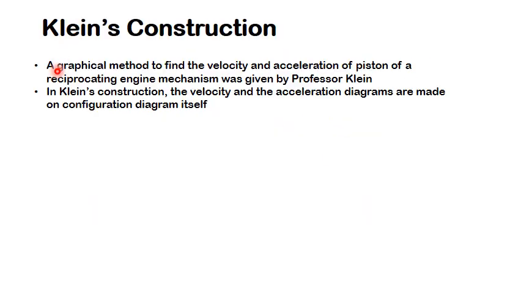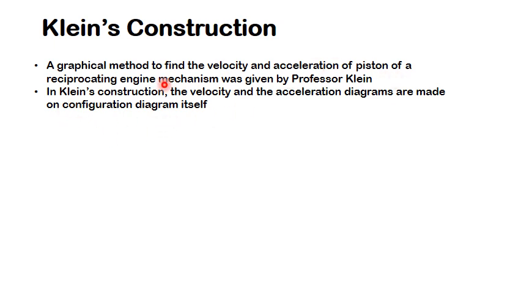Basically, Klein's construction method is a graphical method which is used to find velocity and acceleration of a piston of a reciprocating engine mechanism, and it was given by Professor Klein. So please remember that this Klein's construction method is only suitable for slider crank chain or a reciprocating engine mechanism. It cannot be applied for any other mechanisms.